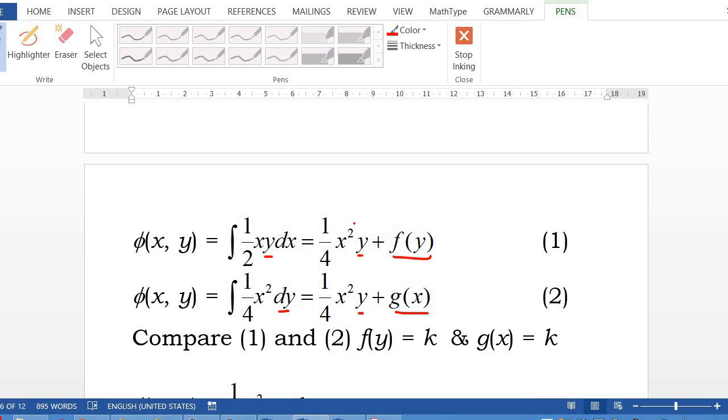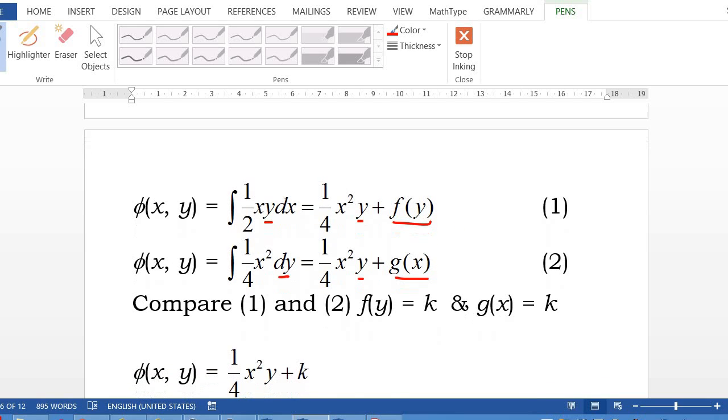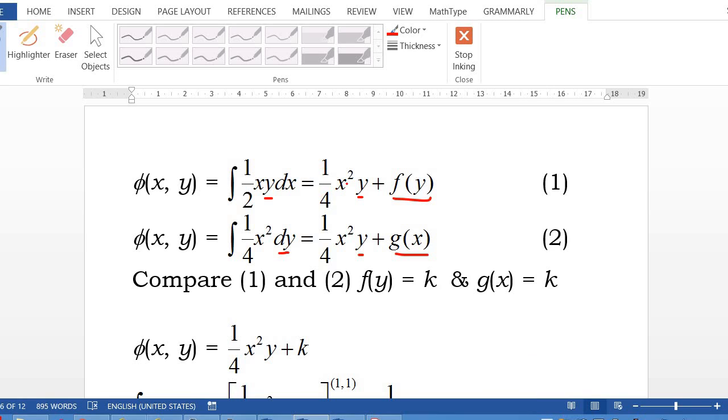If you start from equation 1, phi of x, y is 1/4 x squared y plus f(y). f(y) refers to a function of y; you can refer to equation 2. You couldn't find a function of only y, that's why f(y) is k. If you start from equation 2, you have phi of x, y is 1/4 x squared y plus g(x). And then g(x), you can look into equation 1. In equation 1, you couldn't find a function of x only, that's why g(x) is k. Hence, phi of x, y is 1/4 x squared y plus k.